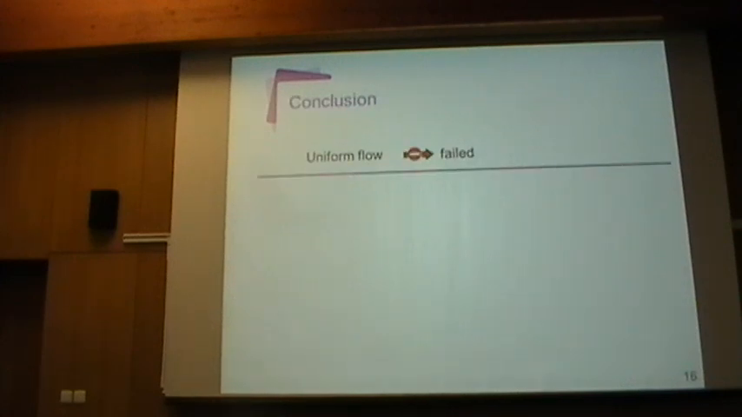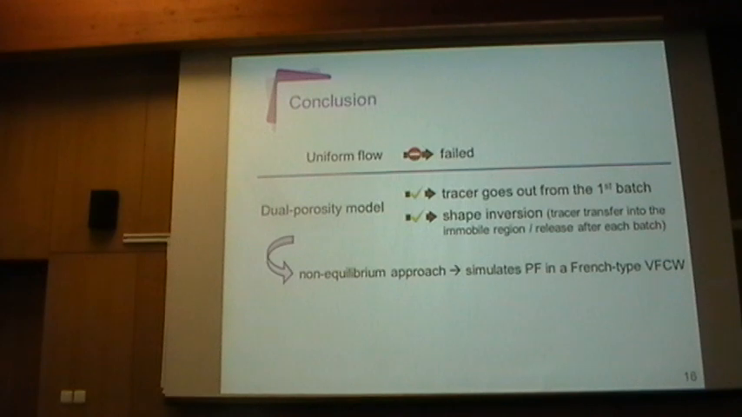So in conclusion, the model, assuming that the flow is uniform through the filter, cannot reproduce the tracer behavior in the filter, but the dual porosity model is able to reproduce the fact that the tracer leaves the system at the first batch, and it is able to reproduce the shape inversion, representing the transfer of the tracer into the immobile and the mobile region. So the non-equilibrium approach is the most appropriate for simulating preferential flow in a French-type vertical flow constructed wetland.